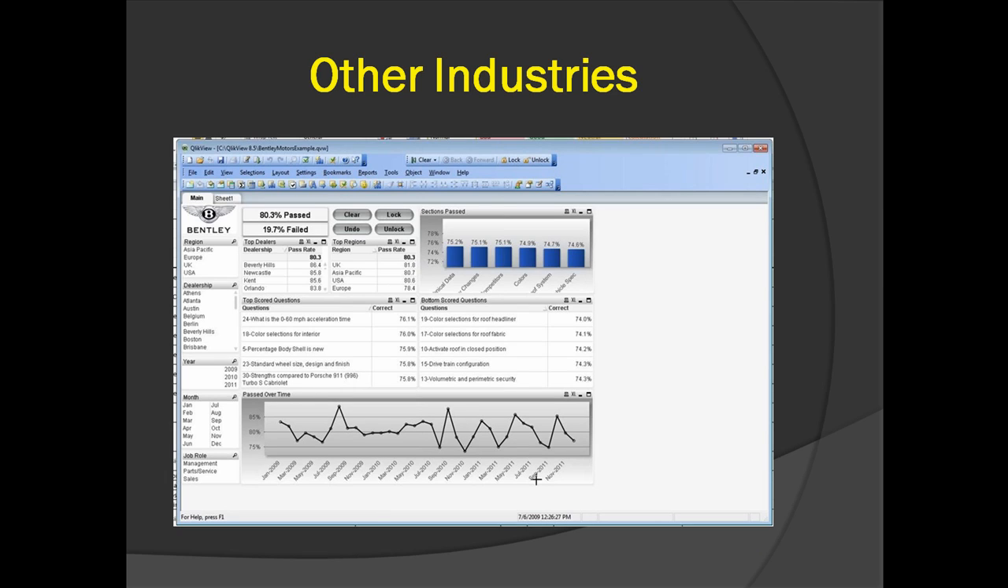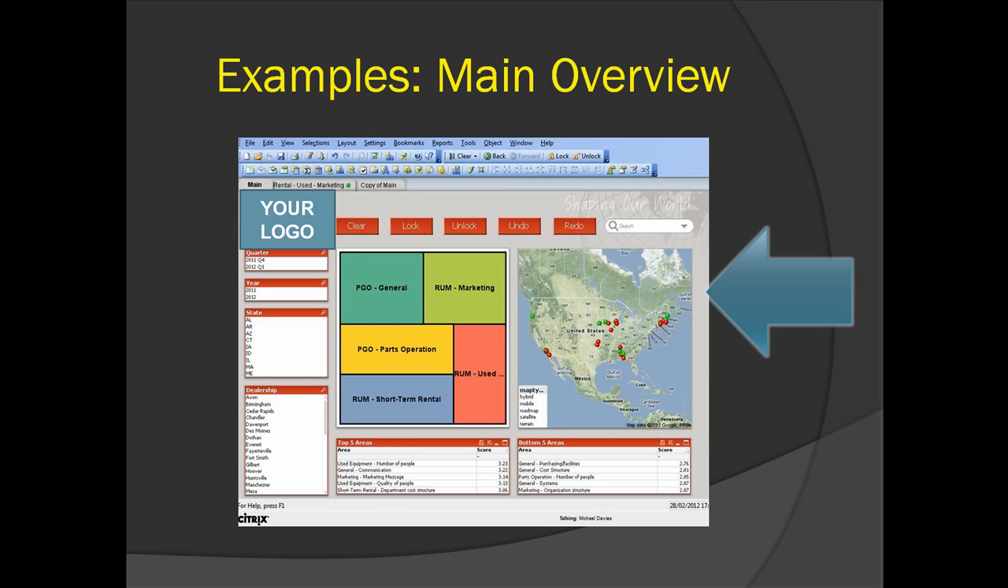Here's what some other industries are using. Bentley, for example, uses a pass-fail based on dealers that take a certain amount of tests and score a certain way. That ultimately drives training curriculum development. Again, here's an example of the main section overview.